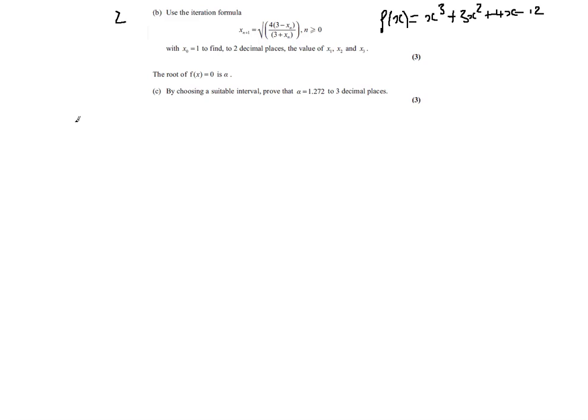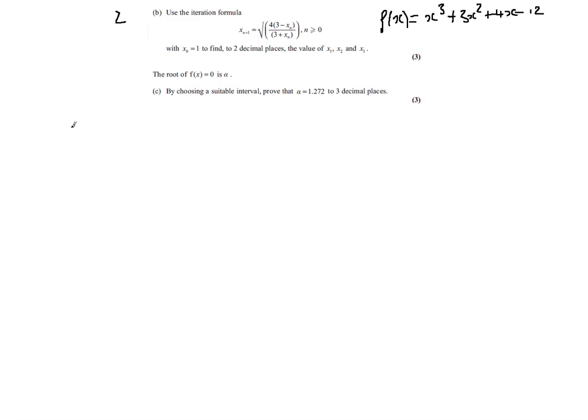Welcome back to question 2. We're going to do parts 2 and 3, and this is still the June 2012 paper, C3. It's asked us to use the iteration formula we worked out in the first part to find the values of x1, x2 and x3 to 2 decimal places.